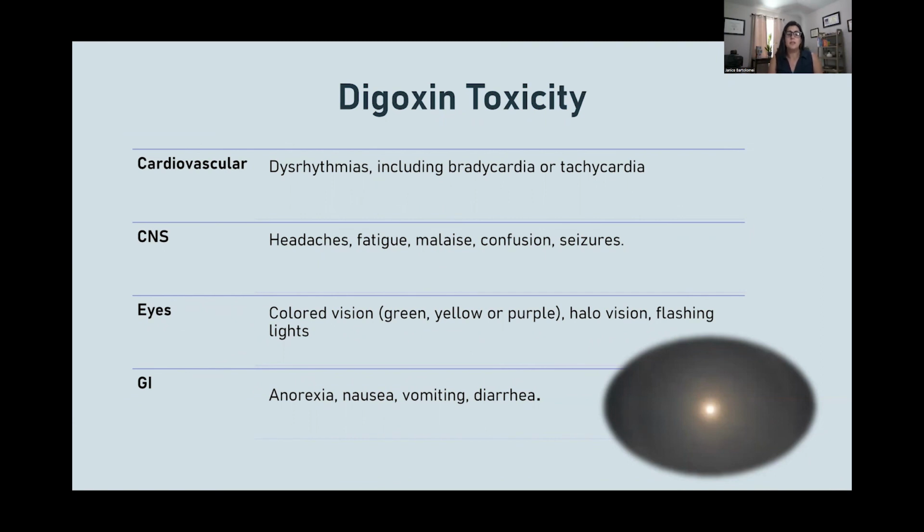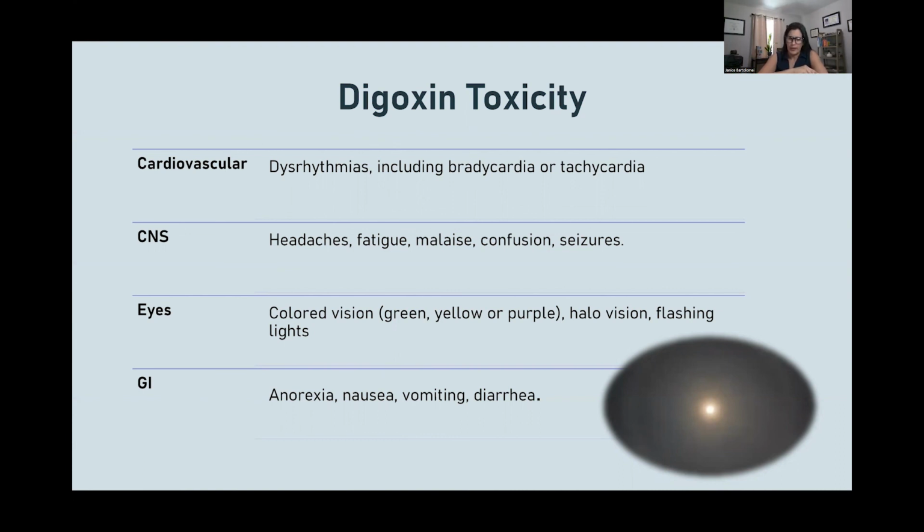Anyways, the symptoms include dysrhythmias such as tachycardia or bradycardia, headaches, fatigue, confusion, and seizures. And then this particular halo, discolored vision that happens in patients. It could be green, yellow, or purple. They have kind of like flashing lights and sometimes a halo ring around their vision. It could also cause anorexia, nausea, vomiting, and diarrhea. So some GI symptoms as well.